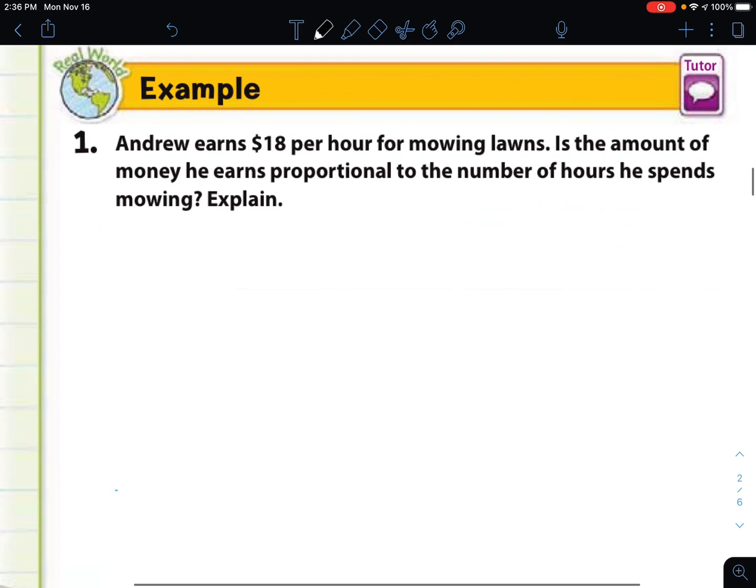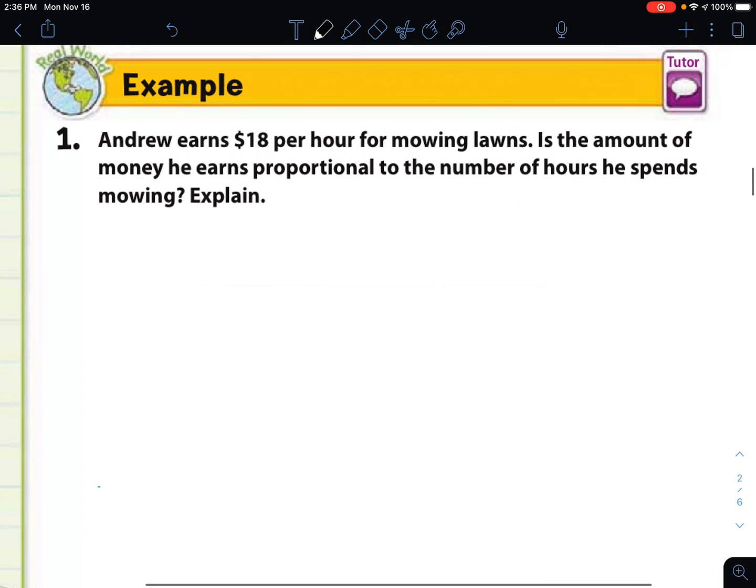Okay, let's take a look at example number 1 and see how this works. Andrew earns $18 per hour for mowing lawns. Is the amount of money he earns proportional to the number of hours he spends mowing? Explain. Again, Andrew earns $18 per hour for mowing lawns. So the question is, is the amount of money he earns proportional to the number of hours he spends mowing?